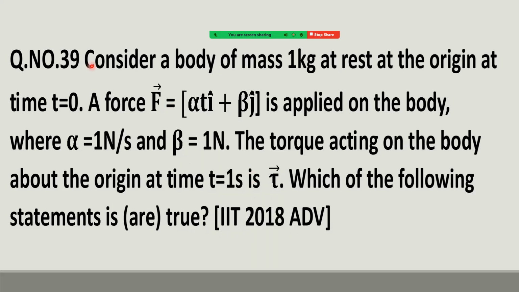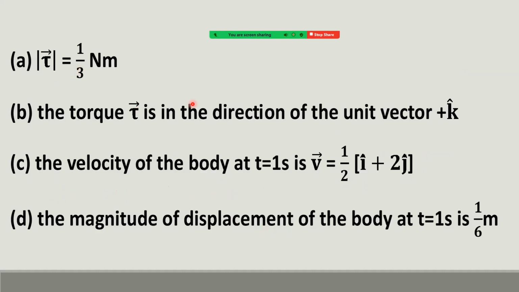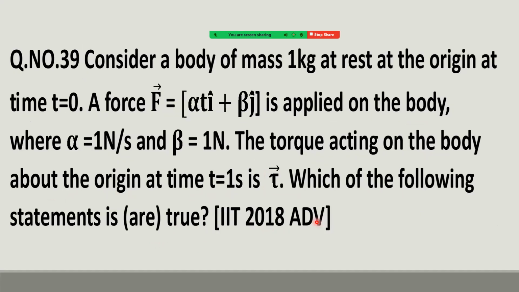Let's see the question given. Consider a body of mass 1 kg at rest at the origin at time t equal to 0. A force F bar equal to alpha t i cap plus beta j cap is applied on the body, given alpha, beta, both values 1, 1. The torque acting on the body about the origin at time t equal to 1 second is tau bar. Which of the following statements are true? This was asked in Advanced 2018. See the options given: torque, direction of torque, velocity, and magnitude of displacement. Let us see how to solve it.